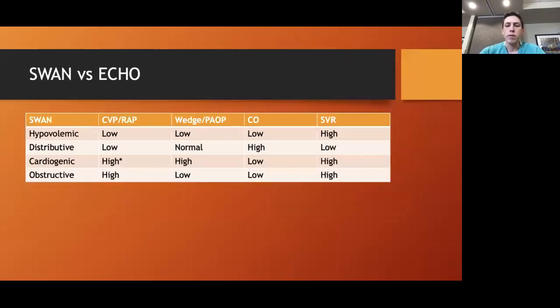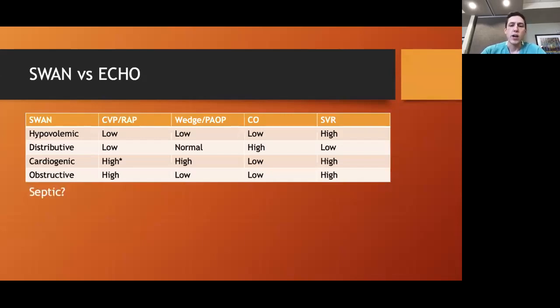The Swan provides direct measurements of the CVP, or the right atrial pressure, the wedge pressure, or the pulmonary artery occlusion pressure, and can provide direct cardiac output measurement via thermodilution techniques, and from these calculate the systemic vascular resistance. Using these variables, we can categorize our patient's shock state.